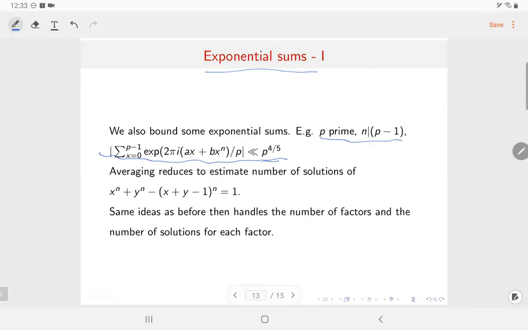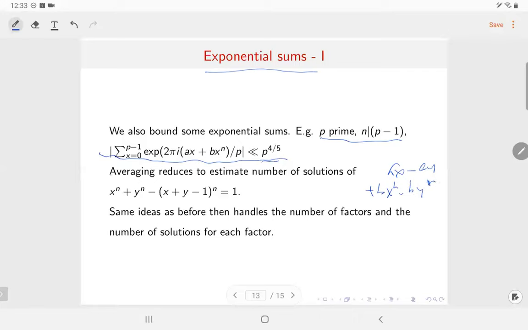How do we do this? Well, first of all, we have to reduce this to counting solutions of equations over finite fields. And one way to do that is to look at the fourth power of the left-hand side. And when you expand it, you end up with things like ax minus ay plus bx to the n, something like that.